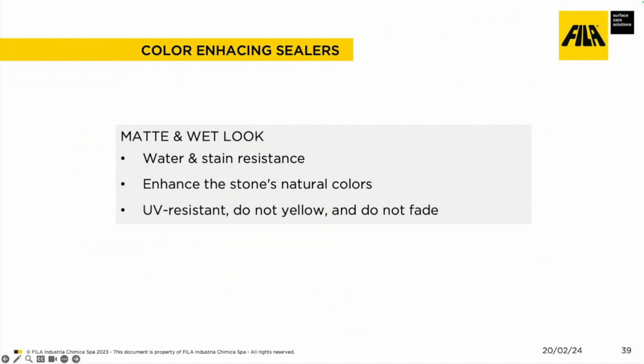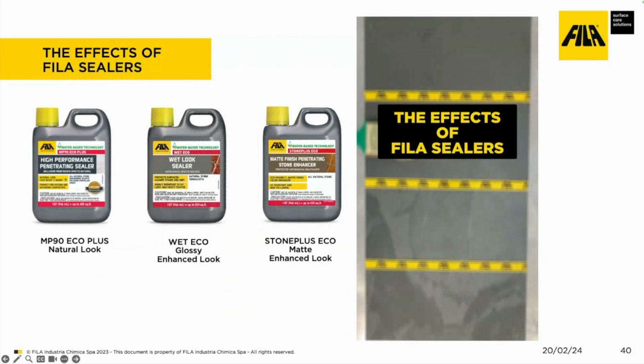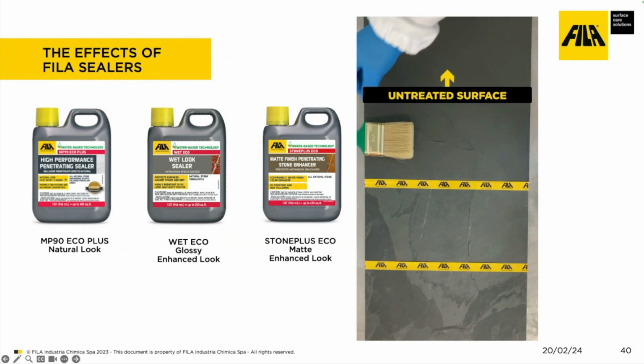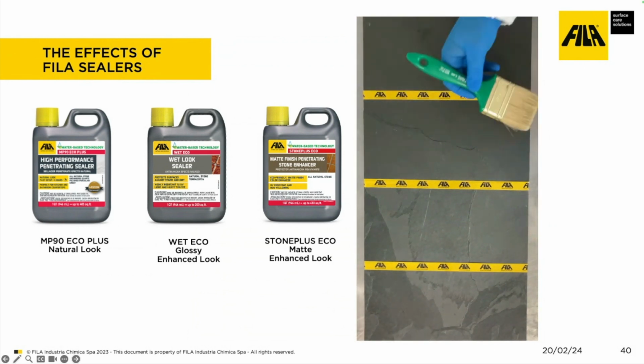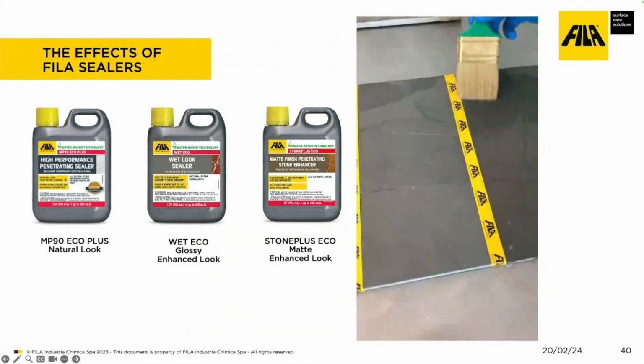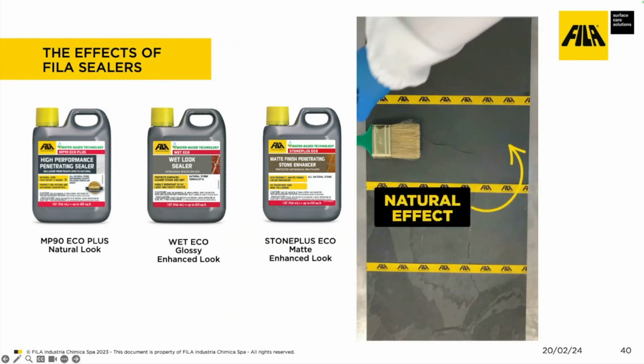Until now, we always speak about the natural effect sealer, but as Marco told you before, it is possible to obtain a wet look, or it is even possible to just increase the color of the surface without changing the finishing. We have, in fact, different water-repelling sealers that can be applied and can be chosen based on the effect that you want to obtain on the floor. With this short video, I want to show you which effect you can obtain changing the products that you're going to use. Here we are applying the MP90 plus, so the water-based sealer with natural effect.